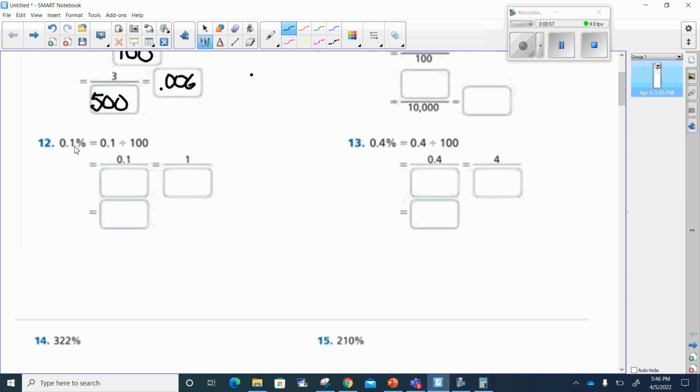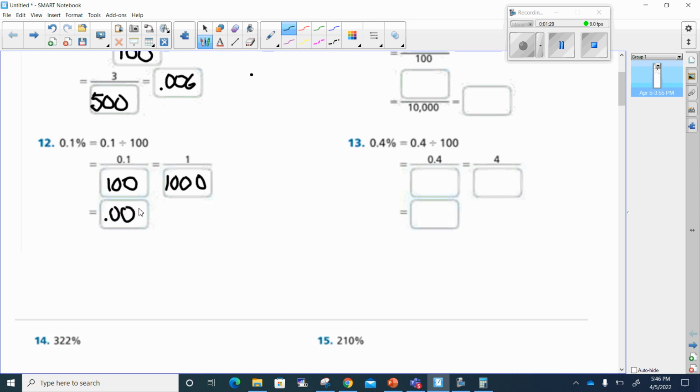It says 0.1% equals 0.1 divided by 100. Again, we know if we're dividing it by 100, that's like multiplying it by 1 over 100, which means I would have 100 down here. And I know if I move this decimal over this way, I'm going to have to move this decimal over this way. So this would be 1,000. 1 divided by 1,000, I believe we're going to get 0.001.